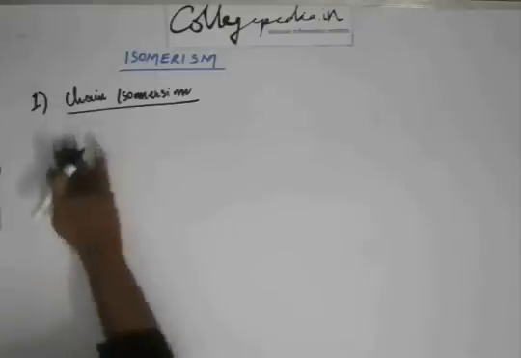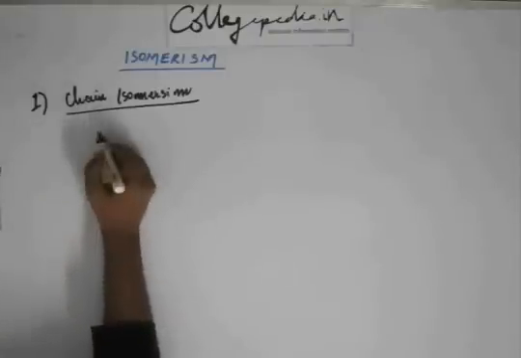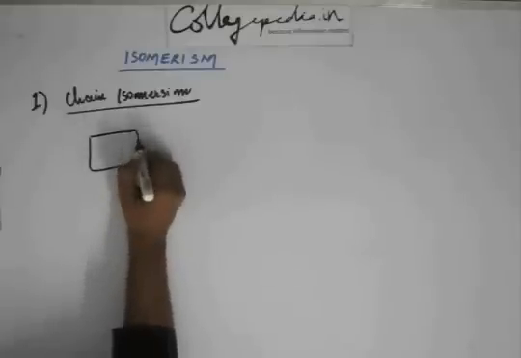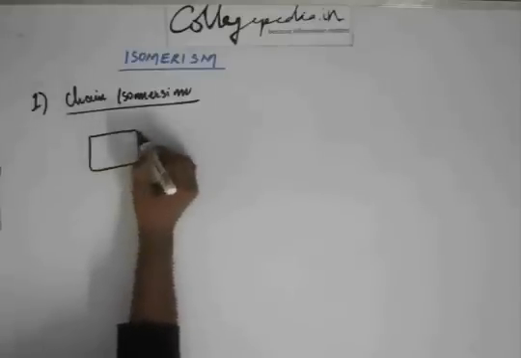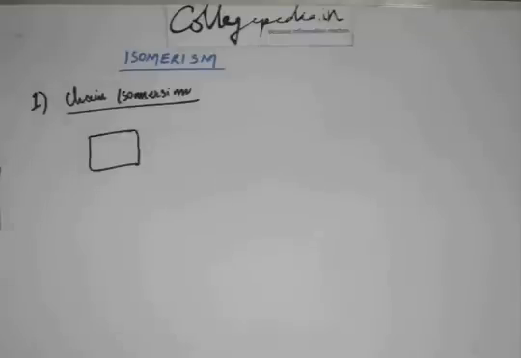Fine. Suppose the problem is like this. Let's move to IIT level. Suppose you have been asked to draw the chain isomer for cyclobutane. Now remember the definition of chain isomers. Chain isomers will have different number of carbons in the main chain. So you have to name this.